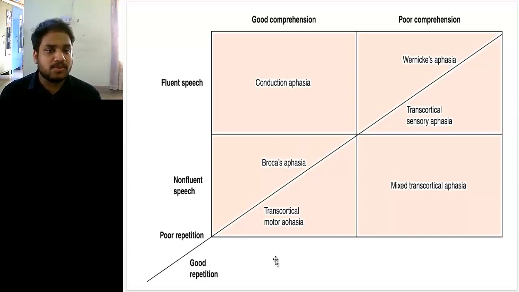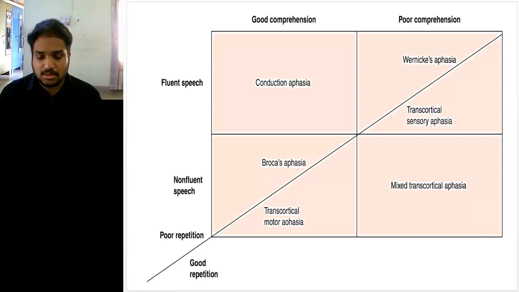Now there is another group of aphasias called the transcortical aphasias, right? That is transcortical sensory aphasia, transcortical motor aphasia, as well as mixed transcortical aphasia. These are almost similar to Wernicke's and Broca's aphasia, but the only difference is that the repetition is good. The repetition is not impaired, right?